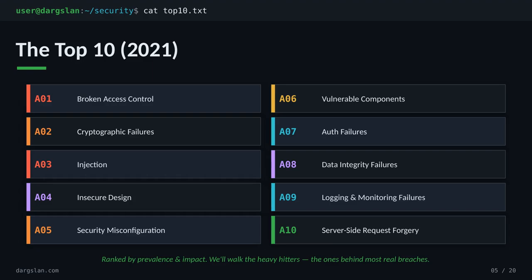So here's the current lineup, the 2021 Top 10, which is still the active list. At the top: broken access control, cryptographic failures, and injection, the three categories behind a huge share of real-world breaches. Further down, you'll see newer entries like insecure design and server-side request forgery. We won't dive into every single one today. Instead, we'll focus on the heavy hitters, the ones most likely to bite your app first.